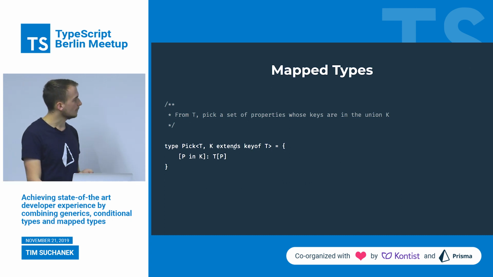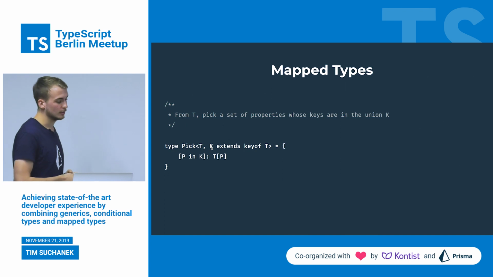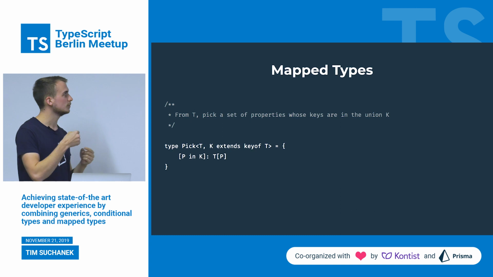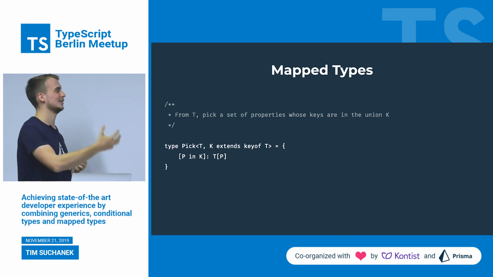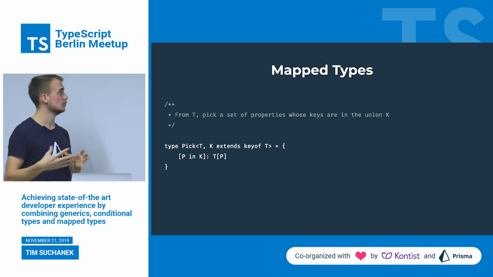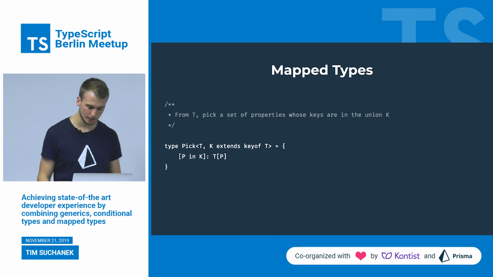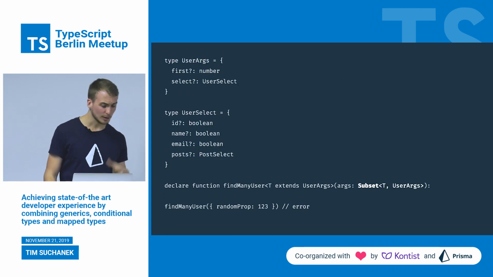And obviously, K can also be overwritten, and you could say I just have a subset of the keys of T, and so you can now with this pick out certain properties of that type, the ones that you want to use. So this is a standard mapped type that you have in the standard lib, but we're interested in Subset.